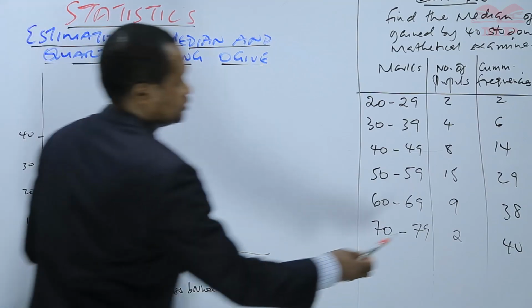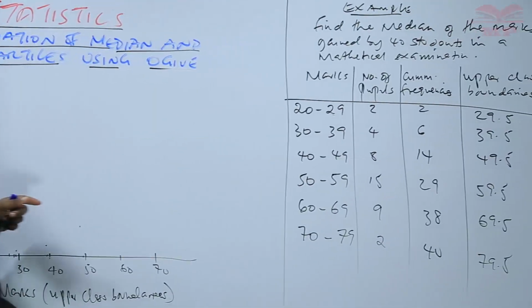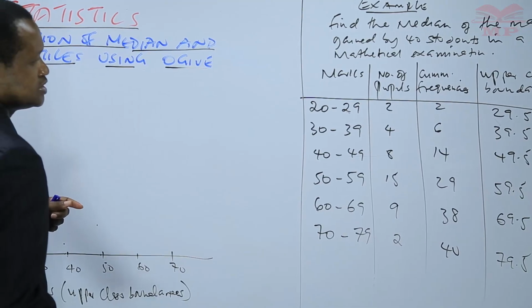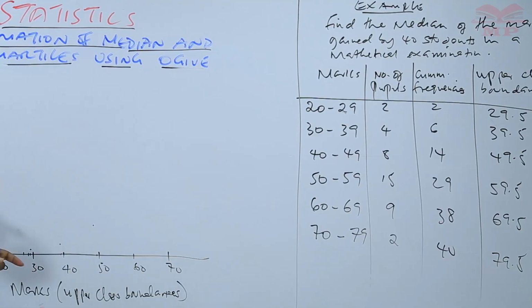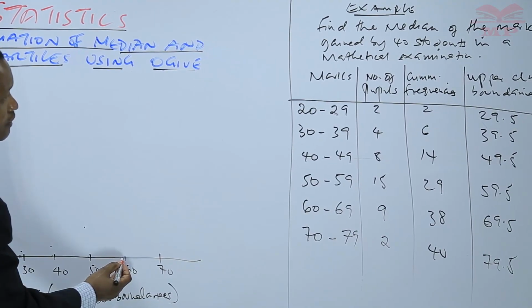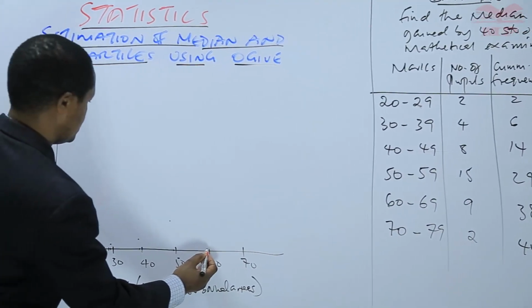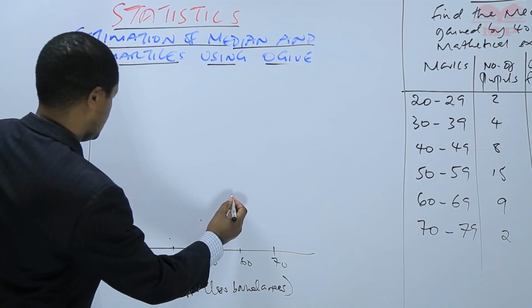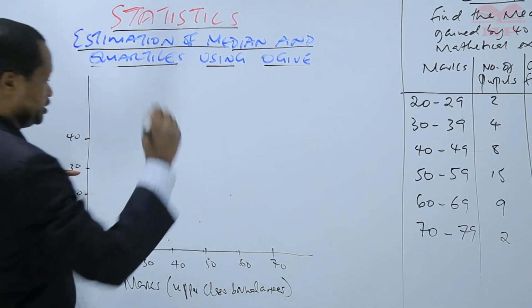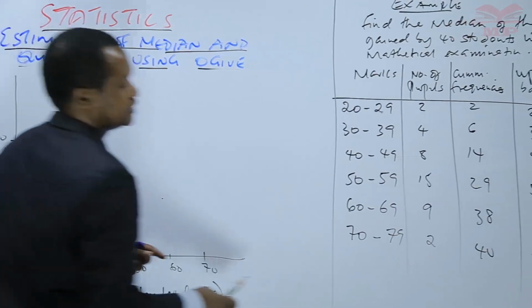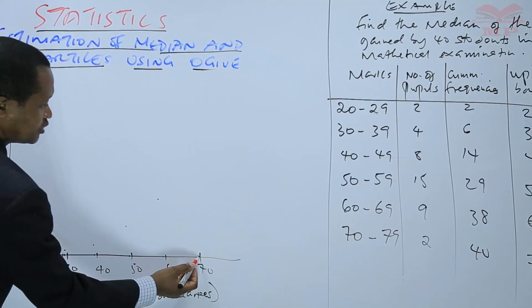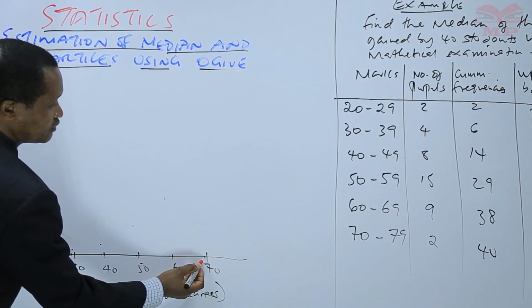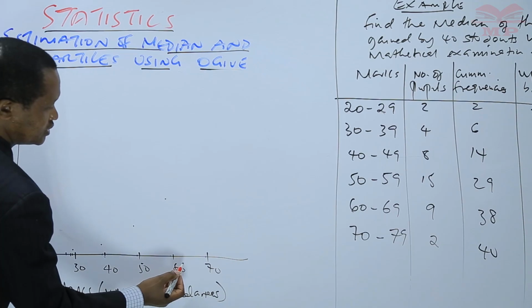Then we are now plotting 59.5 against the cumulative frequency 29. 59.5 against 29 will be at that point. Then 69.5 will be at this point.